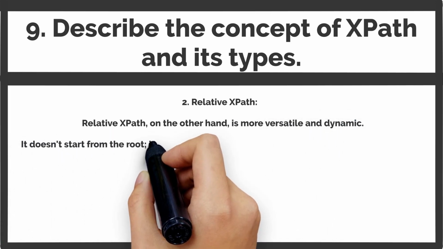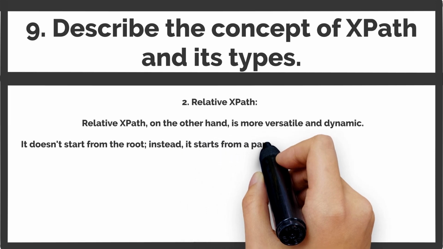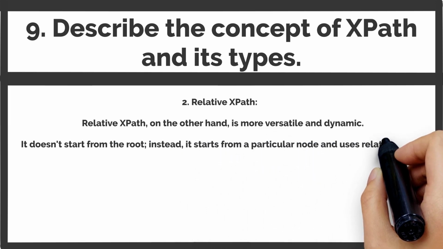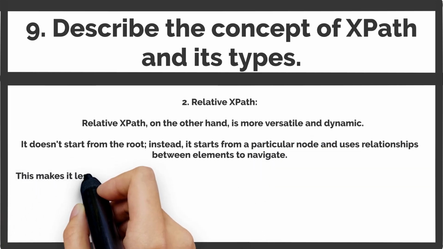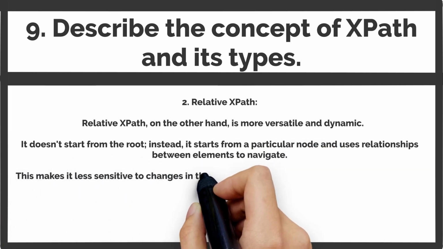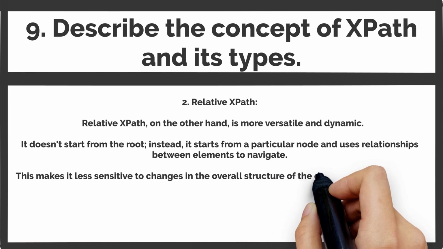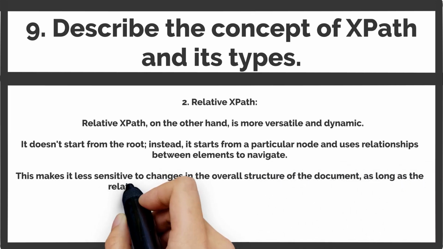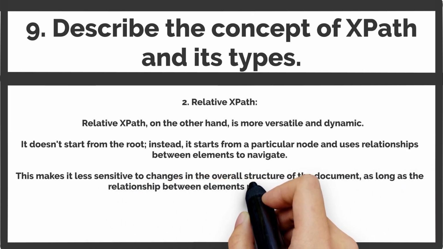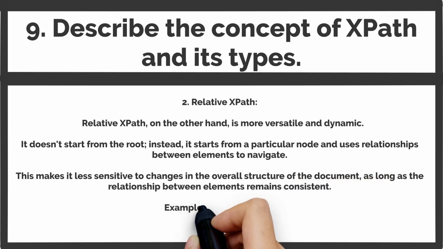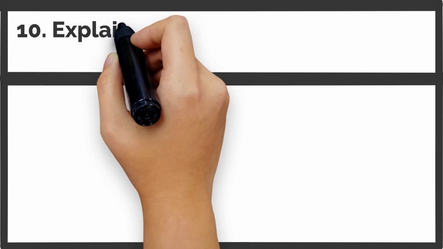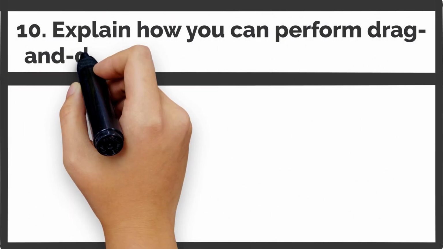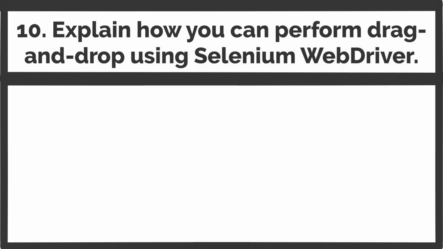2. Relative XPath. Relative XPath, on the other hand, is more versatile and dynamic. It doesn't start from the root. Instead, it starts from a particular node and uses relationships between elements to navigate. This makes it less sensitive to changes in the overall structure of the document, as long as the relationship between elements remains consistent. Example of relative XPath: //form/input[@id='username'].